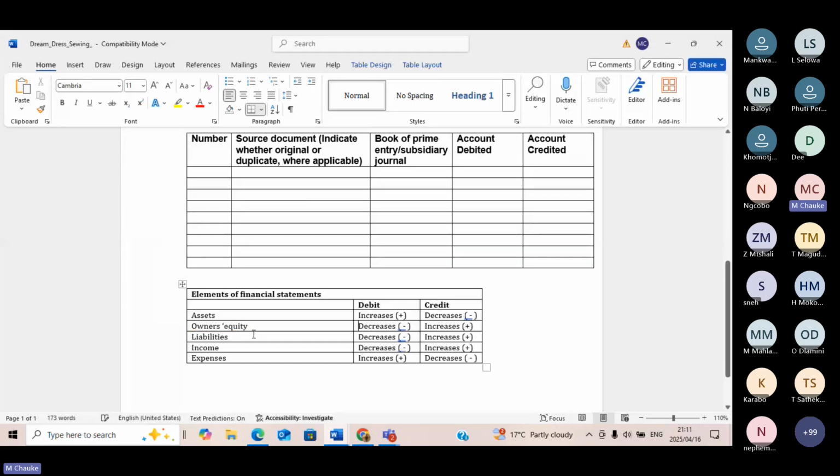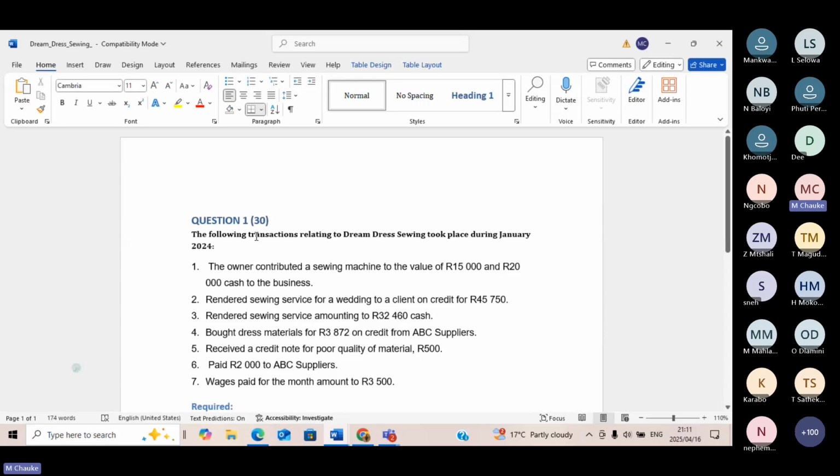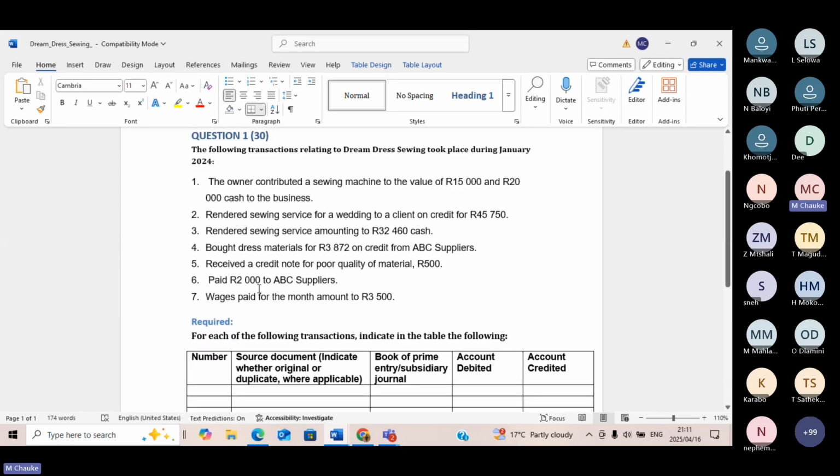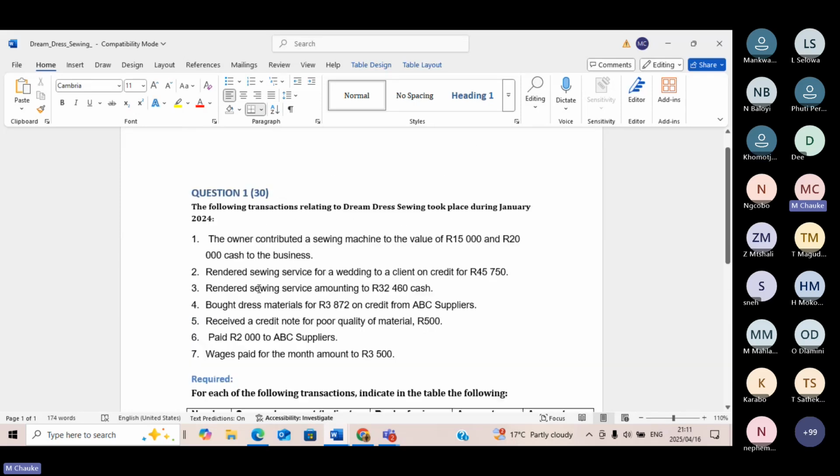What I'm going to do is go transaction by transaction, based on the information given here. They're giving the following transactions so we can fill this table, and you'll understand why I had to bring these elements so that we better understand what I'm going to do. The following transactions relating to Dream Dress Sewing took place during January 2024.